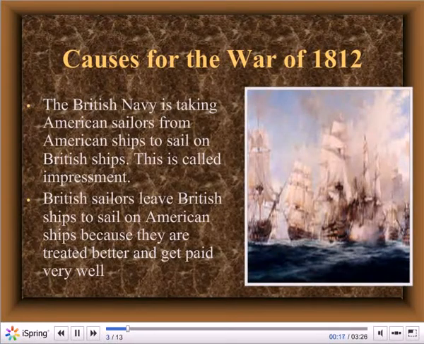Causes for the War of 1812. The British Navy was taking American sailors from American ships to sail on British ships. It's called impressment. They're forcing them to work for the British. But British sailors are leaving British ships to sail on American ships because they're treated better and get paid better.